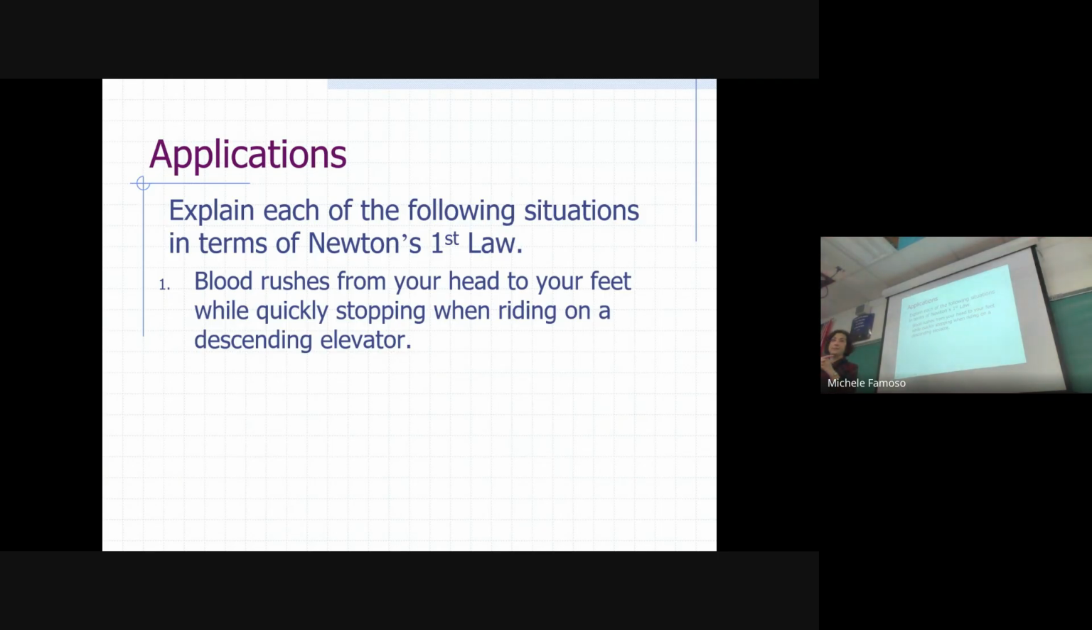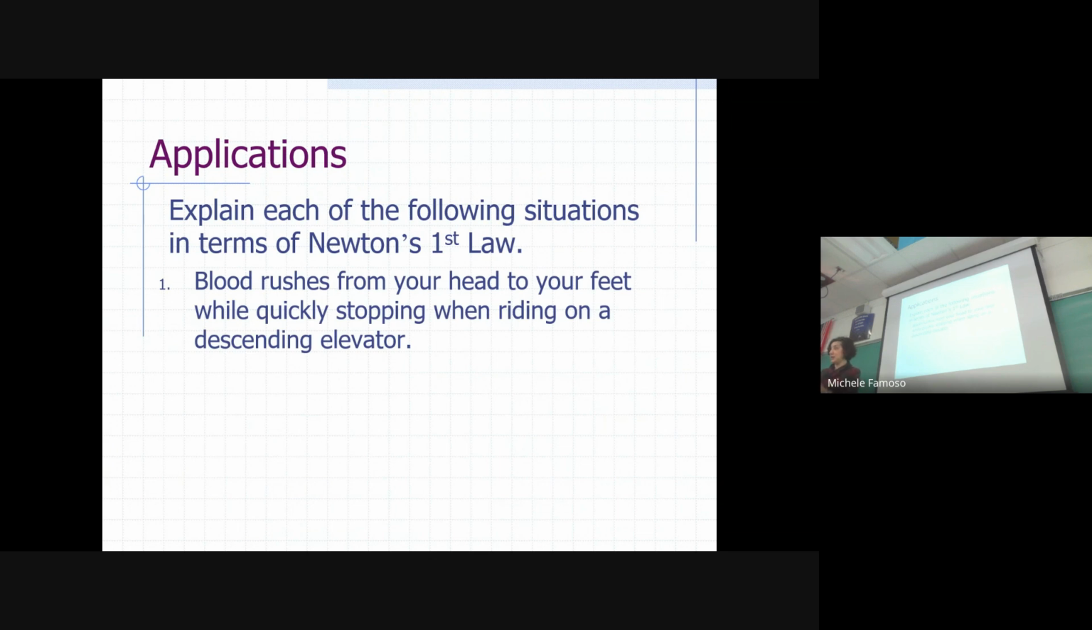Anyone want to try it? You want me to give you an example of what I'm looking for? Because maybe you don't understand what this means. Like the blood cells are going to keep moving because they were in motion. An object in motion wants to stay in motion. The blood was moving. It wants to keep moving.